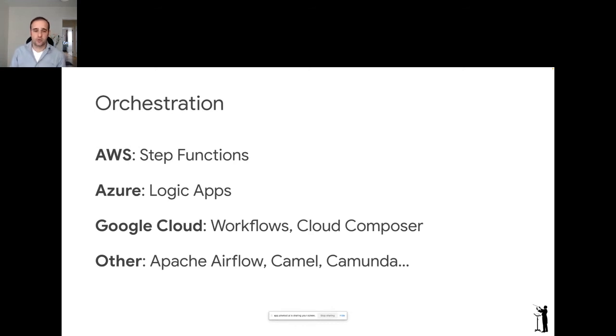And there's open source solutions like Airflow, Camel, Camunda. Camel and Camunda are more in like a business orchestration. So orchestration is kind of an overloaded term. There's like service orchestration, data orchestration, business orchestration. So depending on what you want to do, there's different orchestrators as well.